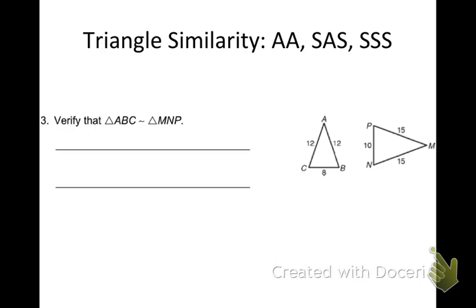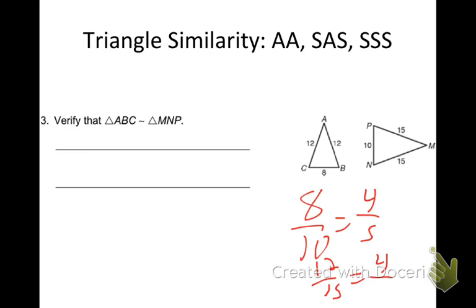Nice job, sir. That would be correct. 8 over 10 equals 12 over 15. Because both of those simplify to what, Ryan? Both of those simplify to 4/5. Nice job. So 8 over 10 equals 4/5, and 12 over 15 equals 4/5. Which means, what similarity statement would that be, Caitlin? That'd be side, side, side similarity statement. Nice job.